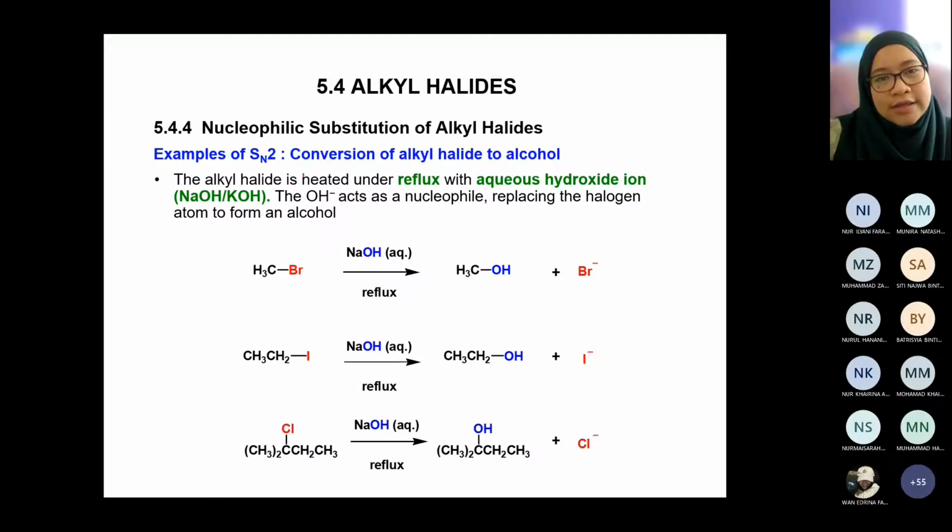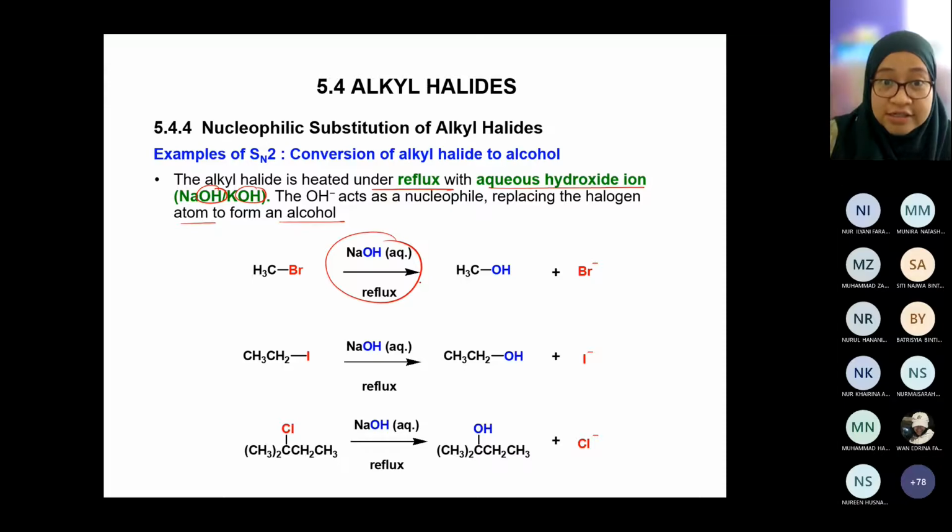So the alkyl halide is heated under reflux. As I mentioned just now, the condition needs to be reflux with aqueous hydroxide ion. You can use sodium hydroxide, basically to supply the OH. The OH acts as a nucleophile, replacing the halogen atom to form an alcohol. So these are the reagent and condition. You must take note that for SN2, it must be aqueous and also in reflux form.